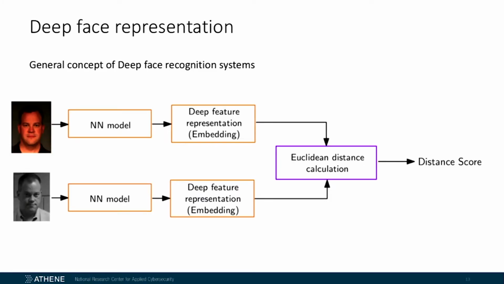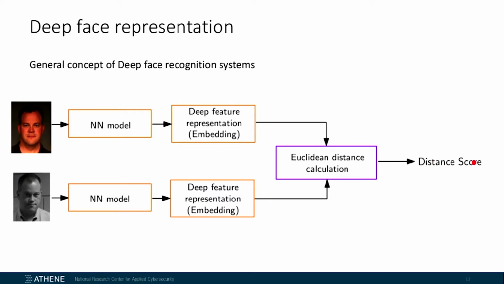Deep face representations are adapted from the idea of deep face recognition systems. Here's a scheme of a deep face recognition system where you have your reference and your probe image. You use a neural network to extract the deep feature representations from the images, the so-called embeddings. The embeddings of the reference and the probe image are compared, in most cases using Euclidean distance.